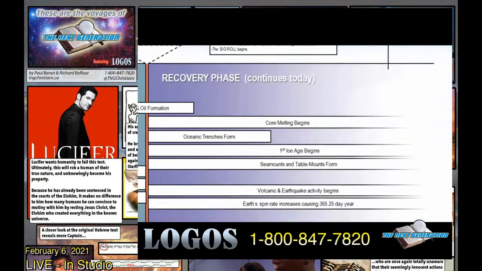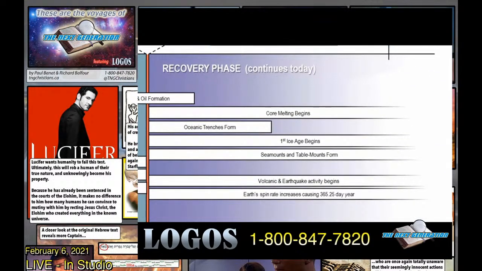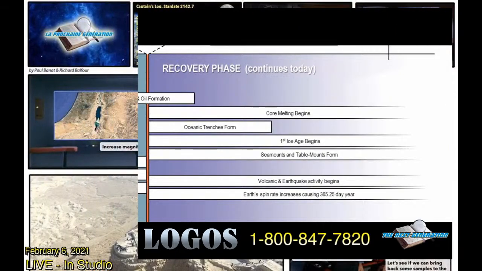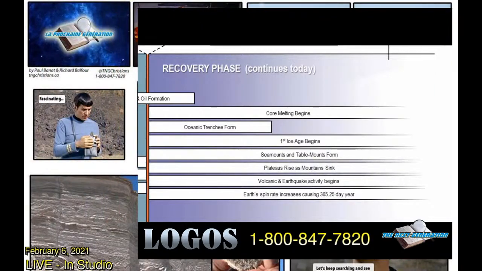Unbeknownst to Noah's family, the melting inner Earth is gradually increasing Earth's spin rate. The 360-day calendar they've used to chronologically track these events will soon be obsolete and confuse many generations of their offspring. As the newly formed mountains slowly settle into the mantle, frictional heating melts rock, generating magma.